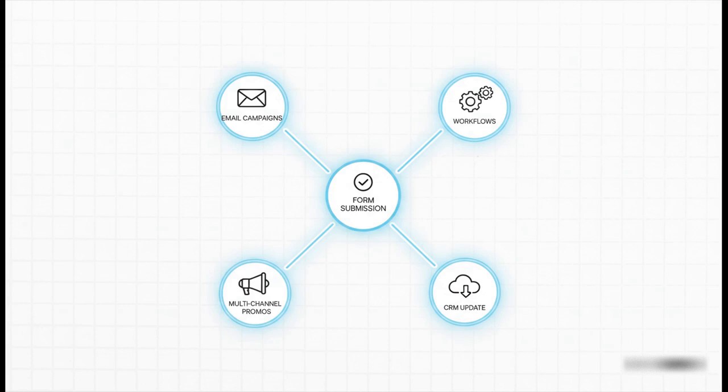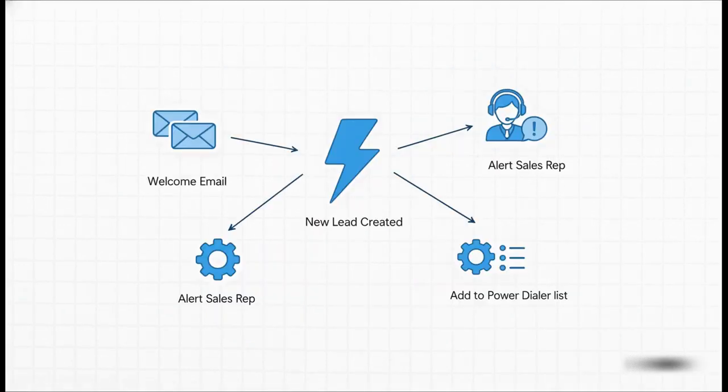We can trigger entire campaigns and workflows that start engaging that new lead the second they've shown they're interested. For instance, as soon as that form is submitted, we can automatically enroll them in a welcome email series. We can send an alert to the right salesperson on your team, and we can even add them to something called a power dialer list to make it super efficient for your sales team to follow up with a call. The possibilities are pretty much endless, and it's all automated.